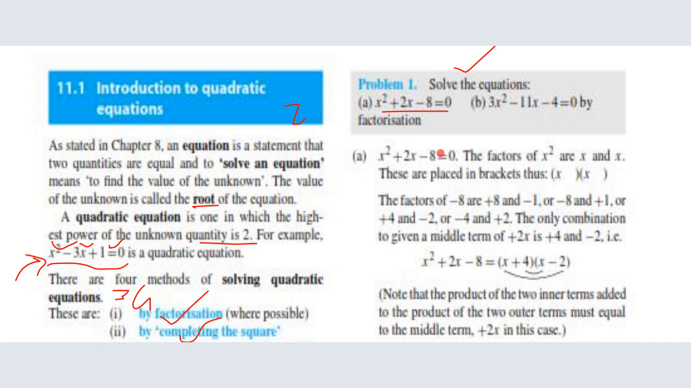Okay, so we have what we call a product, and then we have what we call a sum. So there are two things, product and sum. Our product is the coefficient of x squared and the constant value, so you multiply them together. In our case, our coefficient is 1. We multiply by negative 8, so we get negative 8. Then our sum is the coefficient of x.